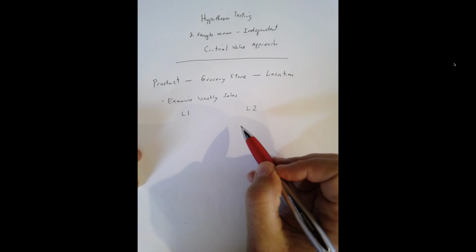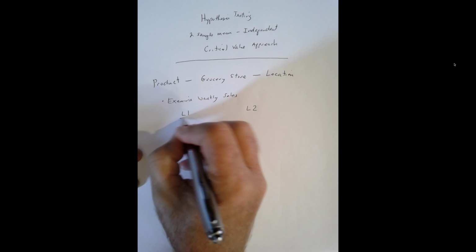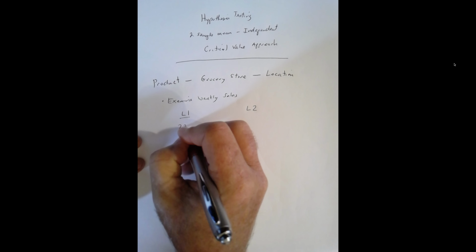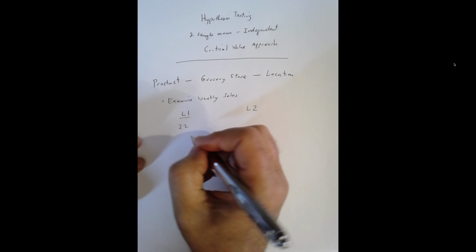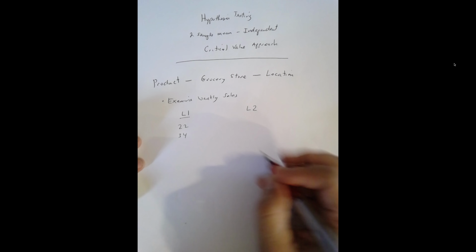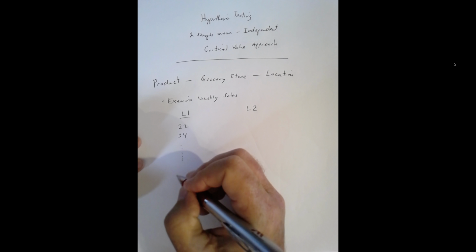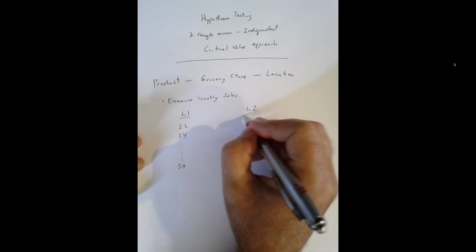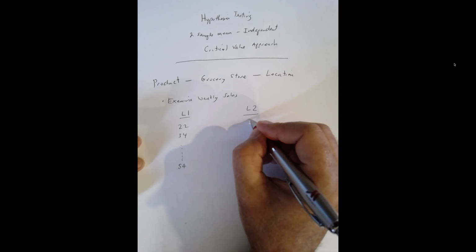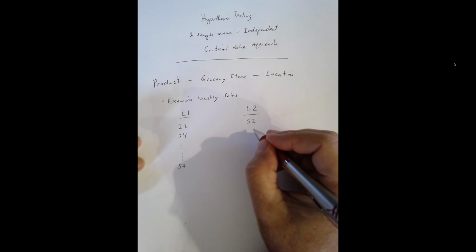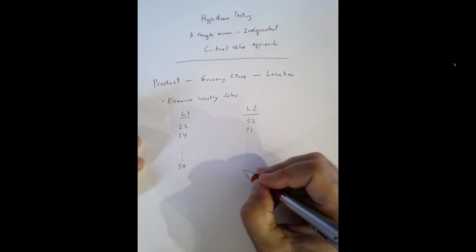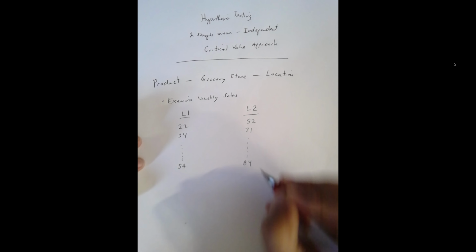and we look at the weekly sales over the next 10 weeks. So for location number one, the first week they sell 22 cases of that product. The next week they sell 34, and then on the 10th week they sell 54. Location number two, they sell 52 the first week, 71 the second week, and then on the 10th week they sell 84.